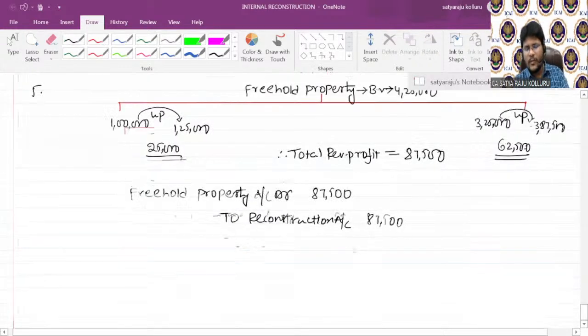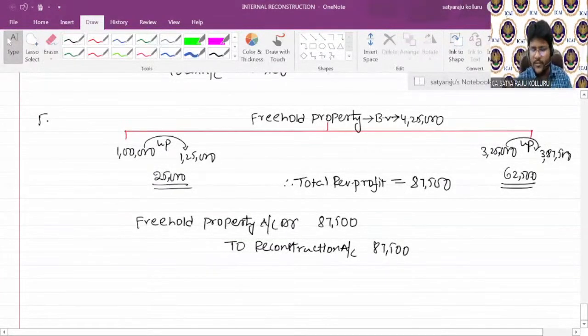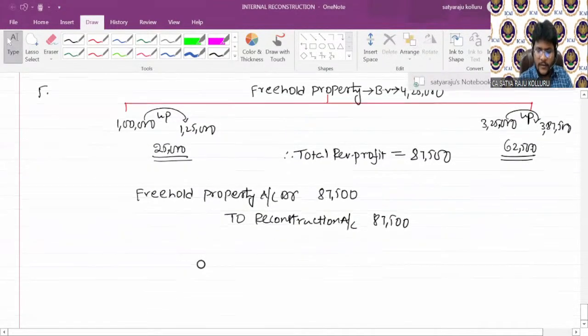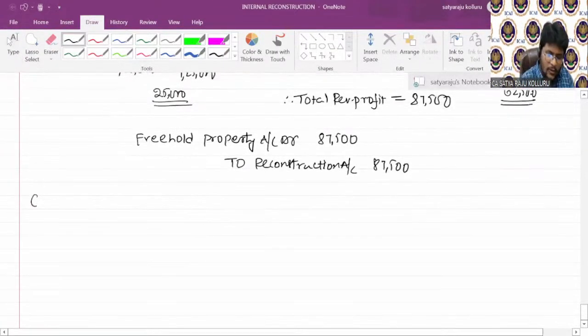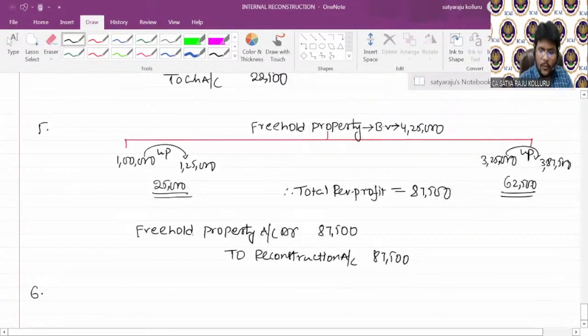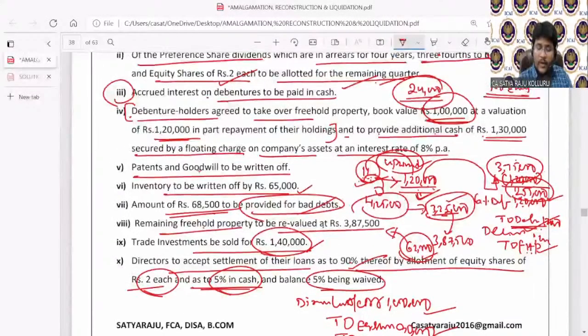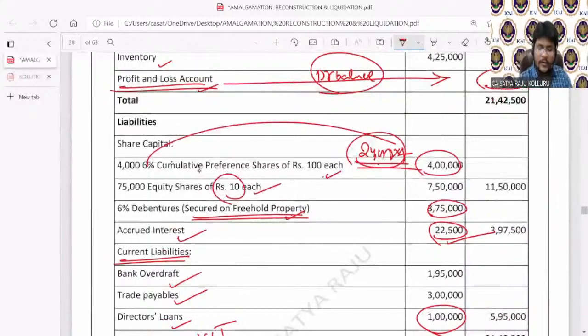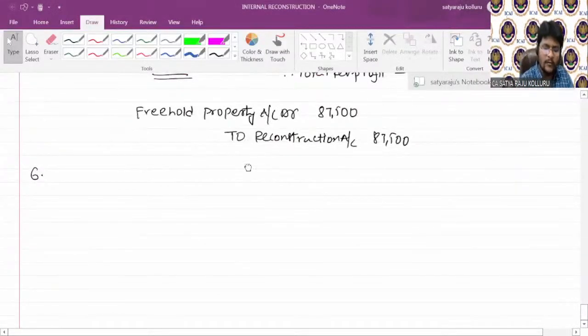So these things you can put under working notes as well. Nobody will object, but just for understanding purpose, I am putting such things at the time of passing journal entries itself. Still not over, guys. Now what you are doing, such freehold property of 1,25,000, you are giving to whom? Debenture holders. So in your book, 6% debentures are there. For such 6% debentures, you are making payment of 1,25,000.